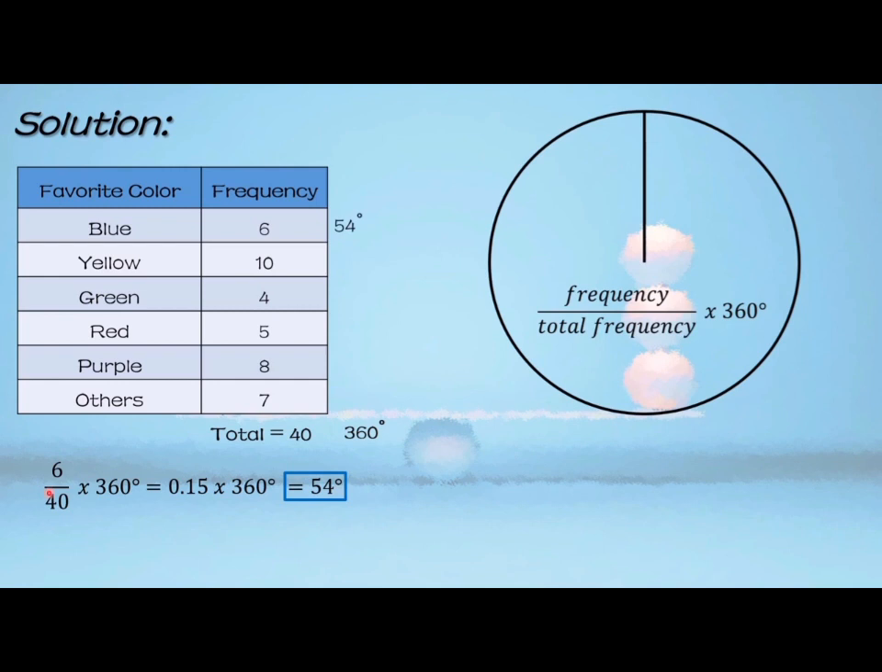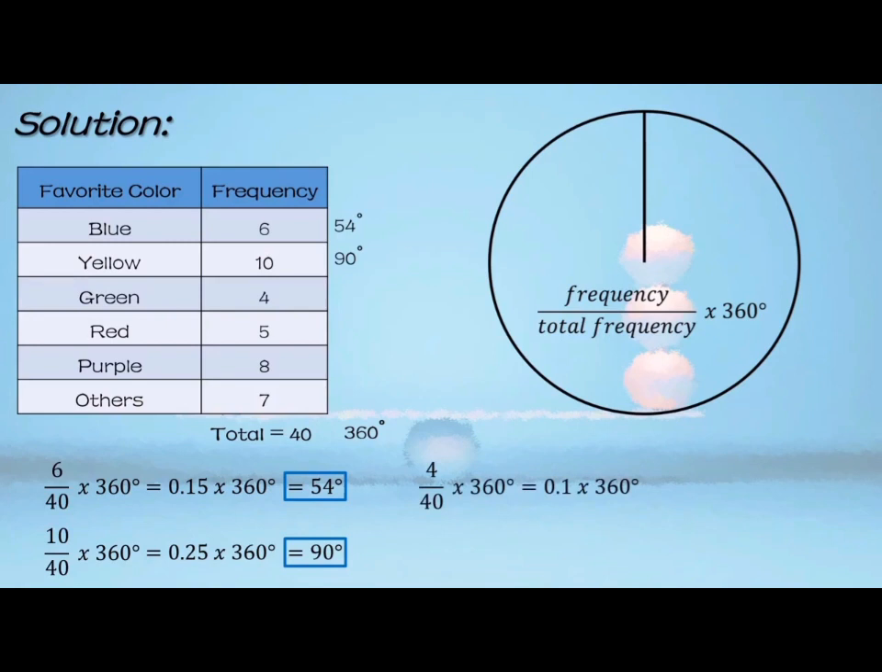Next is for yellow color. We have 10 divided by 40 is equal to 0.25 times 360. That is equal to 90 degrees. And then, we have to put the answer in the row for yellow. Next is for green. We have 4 divided by 40 times 360 equals 0.1 multiplied by 360 degrees equals 36 degrees. Then, lalagay na naman natin ang sagot sa tabi ng green.